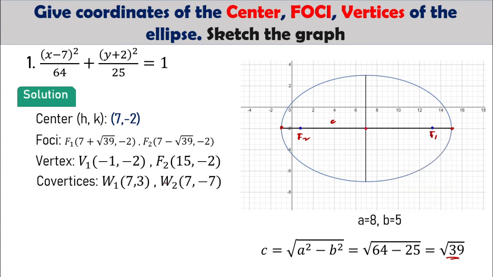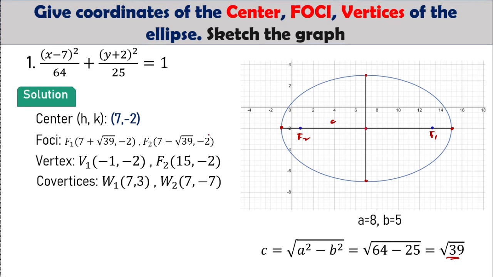And we have the co-vertices. So, co-vertices naman is 7, 3. Okay, this is 7 and 3. Tama. And we have 7, negative 7. Okay, so meaning to say, tama yung nakuha natin na center, focus, vertices, and co-vertices, and we're able to sketch the graph. Okay, so with constant practice, I know that you can solve this one and sketch the graph.